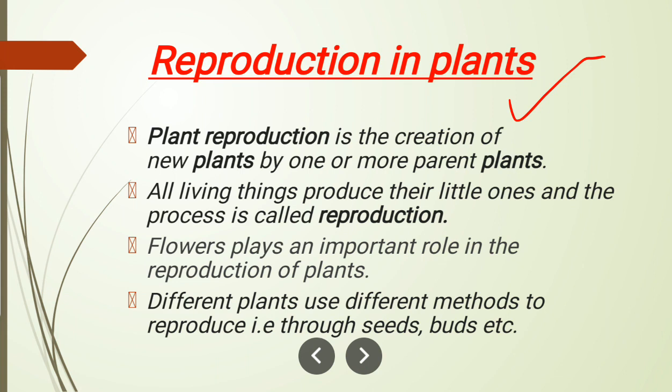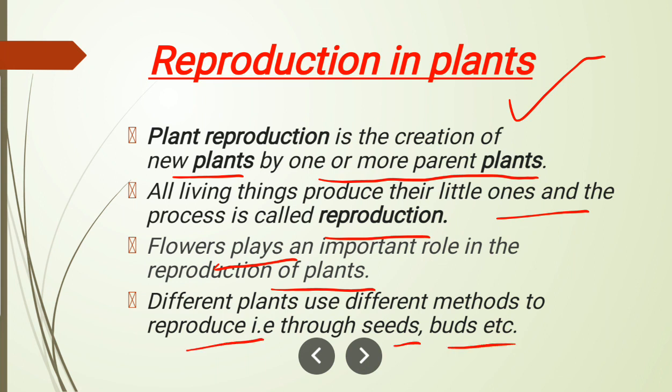So first we are going to talk about plant reproduction, which is the creation of new plants by one or more parent plants. Flowers play an important role in the reproduction of plants. Different plants use different methods to reproduce, like with seeds as well as with buds.